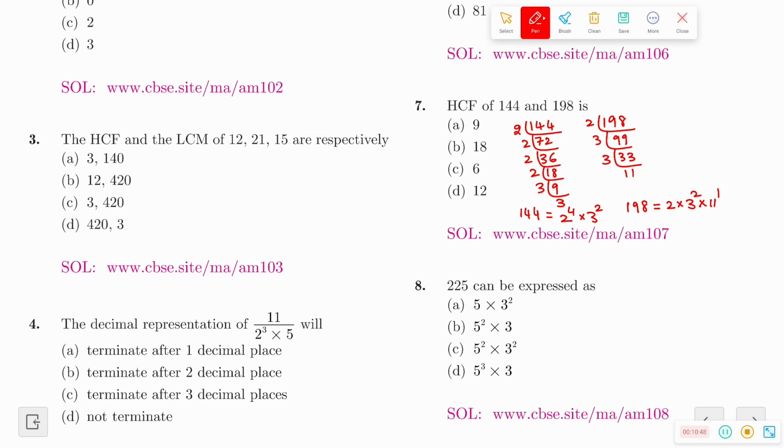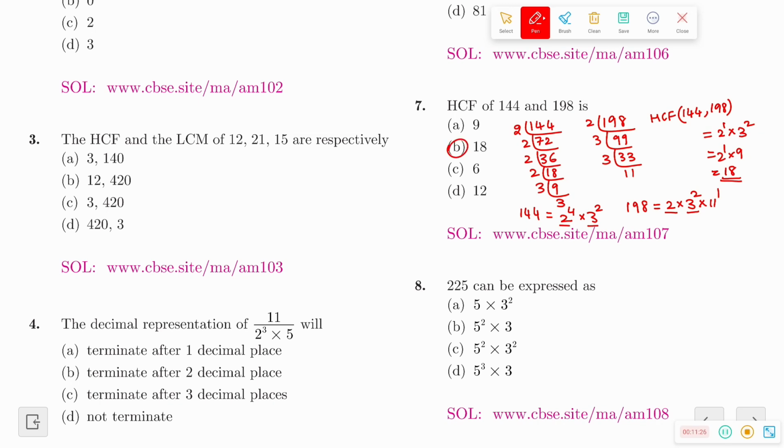We want HCF. When we want HCF, we take only common factors. HCF of 144, 198: the common factors are 2 and 3, and we take their lowest powers. The lowest power of 2 is 1 and the lowest power of 3 is 2. So it is 2 power 1 into 9, that is 18. So HCF is 18. So option B is correct.